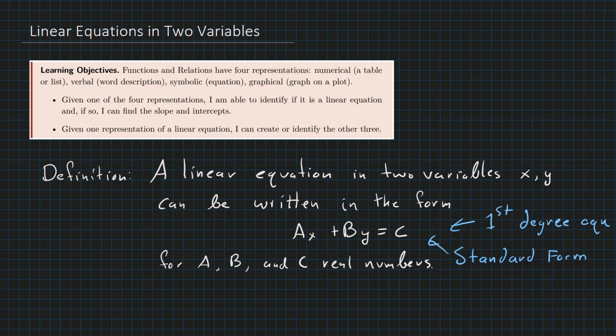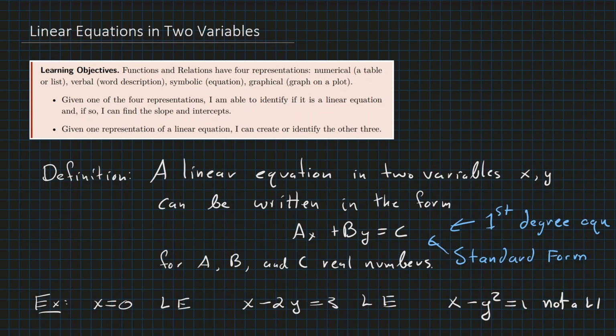So for example, x is equal to 0 is linear, this is a linear equation. X minus 2y is equal to 3 is a linear equation. But x minus y squared is equal to 1 is not a linear equation.